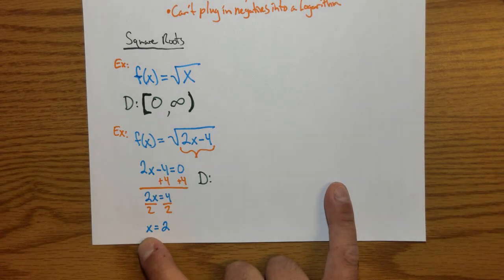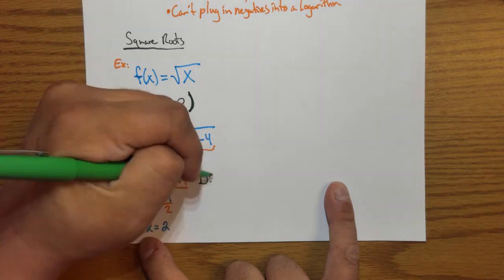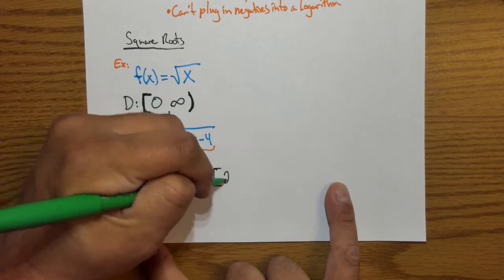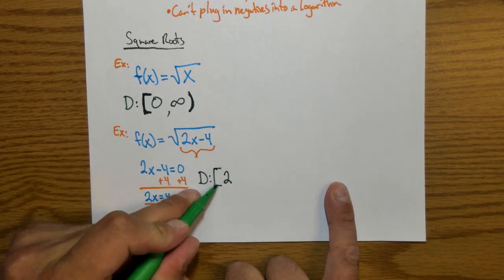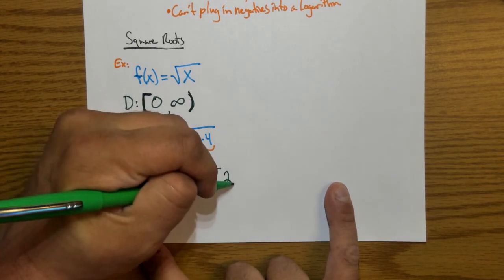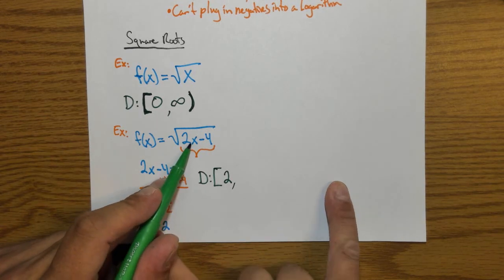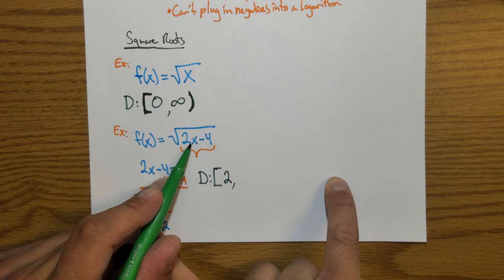Well, in this case, what was the number that I plugged in that'll give me 0? 2. And I can plug in 2, that's why I have my bracket. And can I plug in insanely large numbers? Let's see if I plug in 8 or something.